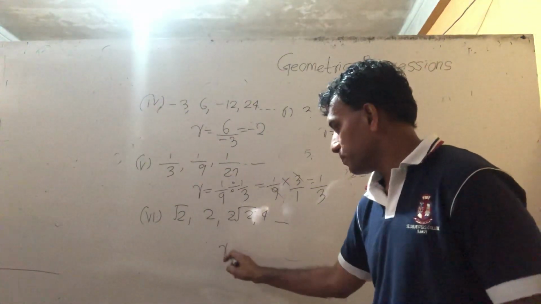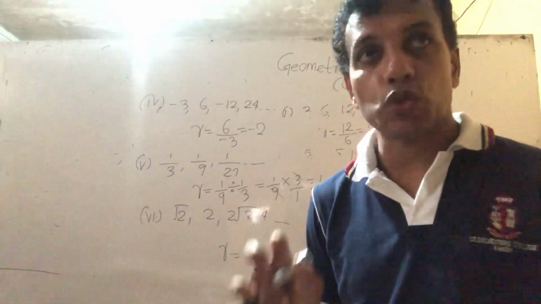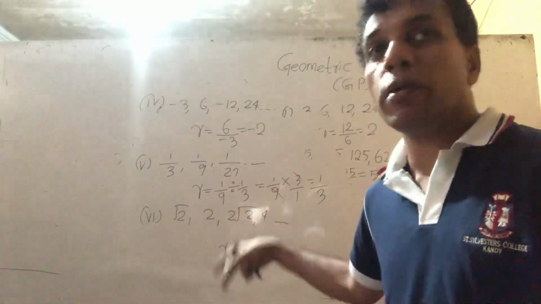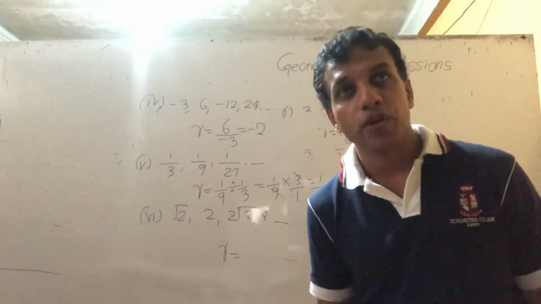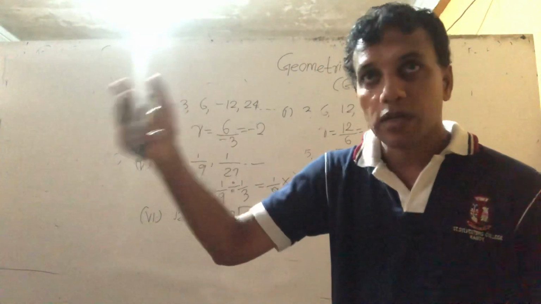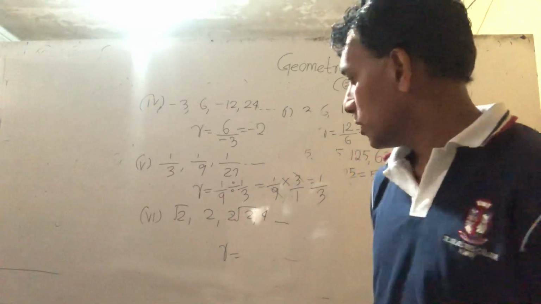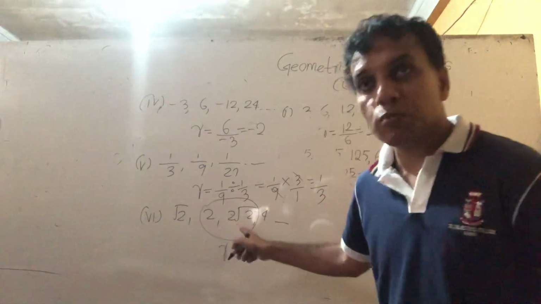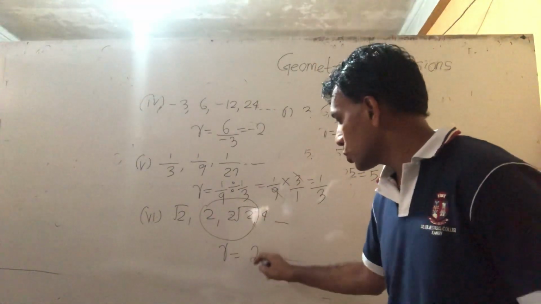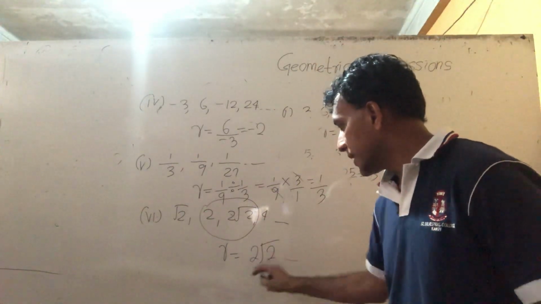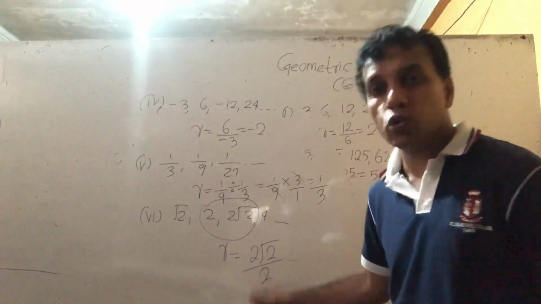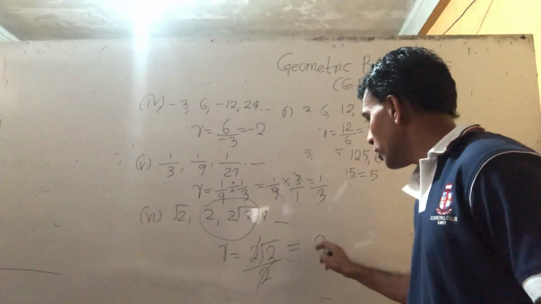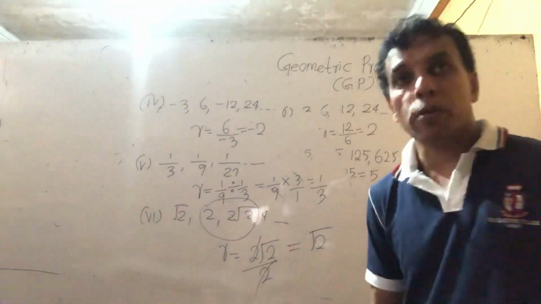How about this one? Last question: root 2, square root 2 comma 2 comma 2 root 2 comma 4. What is the common ratio? It is multiplied by which number? So what is R? Here it is easy, you take this pair, that is 2 square root 2 divided by 2. That is easy, then we cut this 2 here. So square root 2, that's the common ratio.